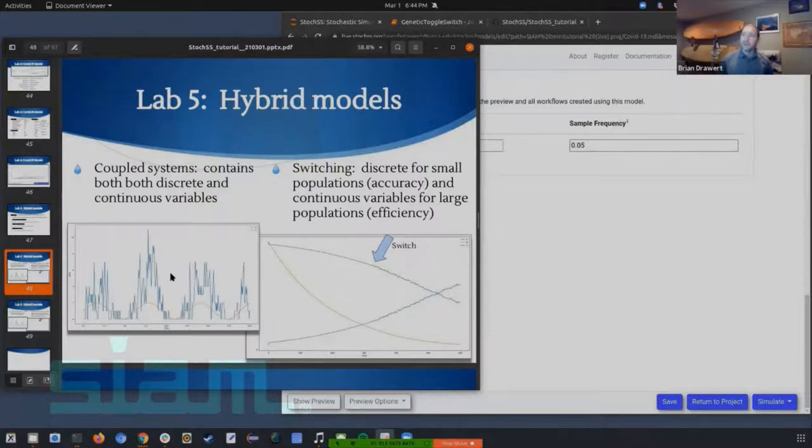Sorry, I'm trying to see. Can I see the traditional compartmental model? Sorry, I guess I'll get to that question at the end here.